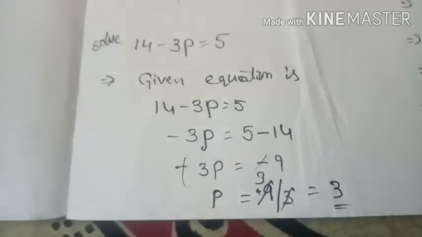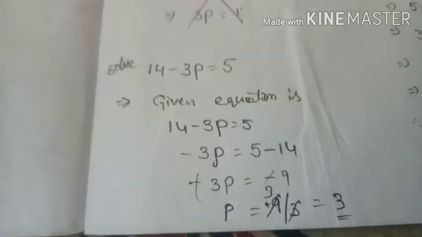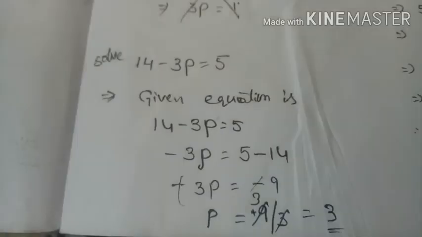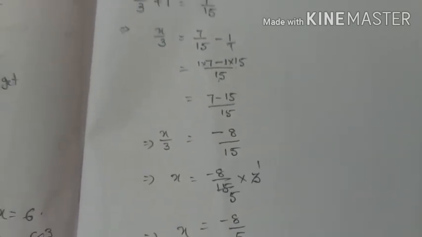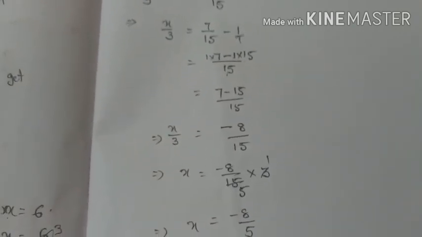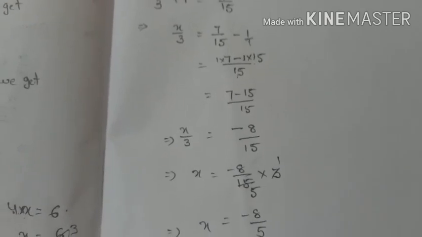Okay? In this way we have to find the unknown values in the equations. Okay, clear how to solve linear equations in one variable, variables on one side only.